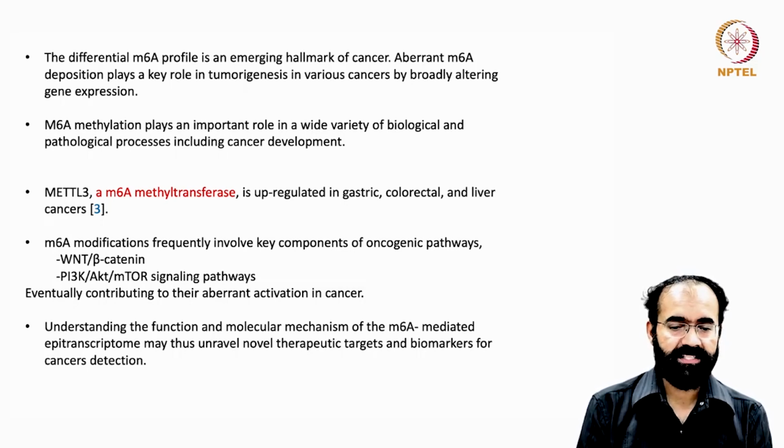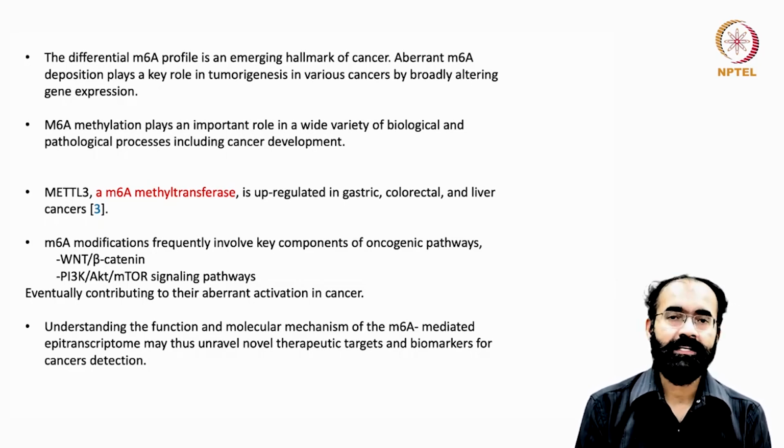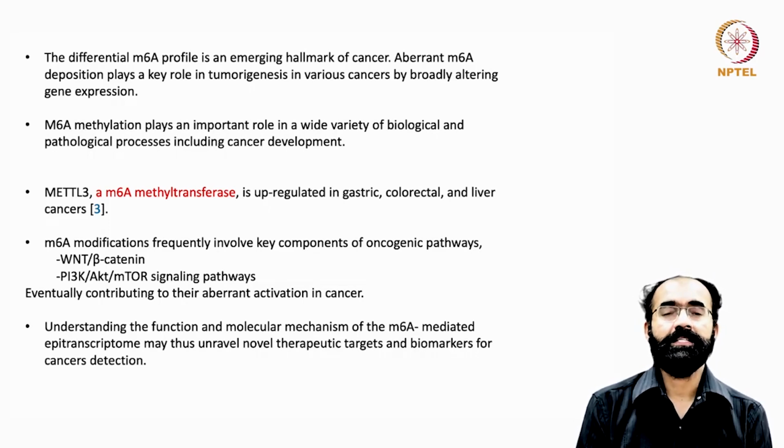The M6A modification frequently involves key components of oncogenic pathways such as the Wnt beta-catenin pathway and the PI3K-AKT-mTOR signaling pathway. Say, for example, the Wnt beta-catenin pathway is a must. In order to repair your lost cells, like when your hair is lost, Wnt signaling is important to rejuvenate your new hair growth. Say your skin is torn, or you got a cut in your hand, or a mosquito bite or a pimple and your tissue is damaged. You need to repair that damage.